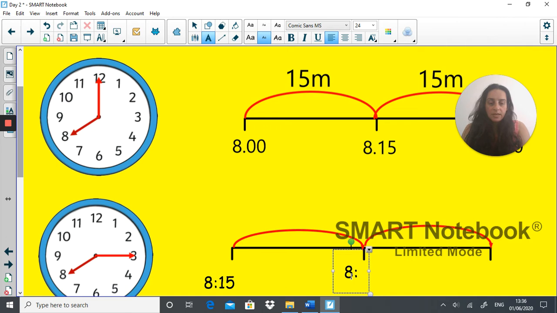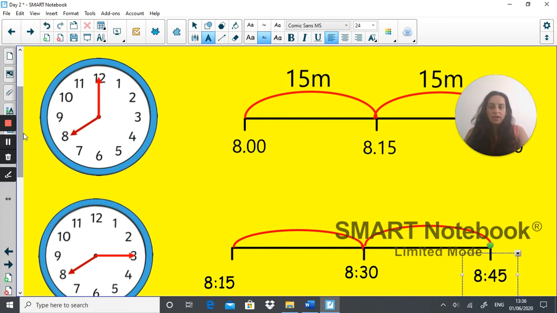8:30, and then another 15-minute jump will take you to 8:45. So it'll be 8:45. So those of you who got that right, well done. And those of you who didn't quite get it right, don't worry, we have more examples to practice on.